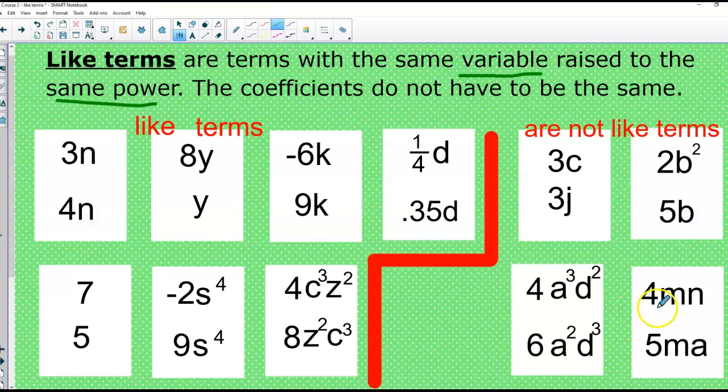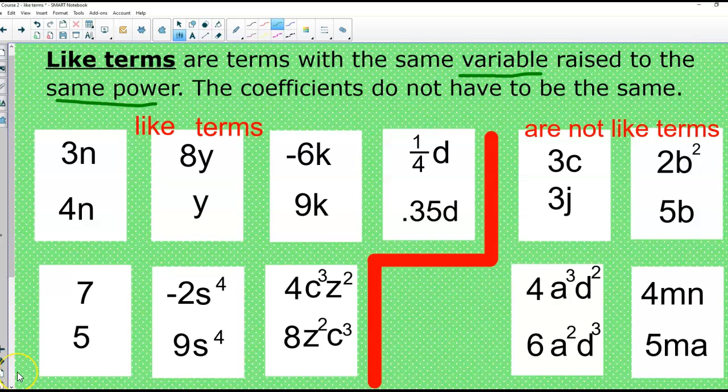Okay, and let's look at this one. 4mn and 5ma. Okay, these are not like terms. The variables are not the same. This is an m and an n, this is an m and an a, so it would not be a like term. Okay, so it has to meet both conditions, same variable and the exact same power.